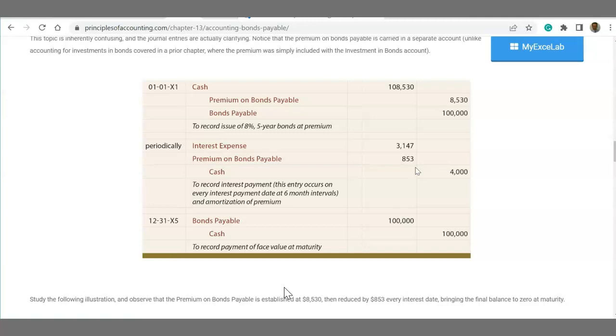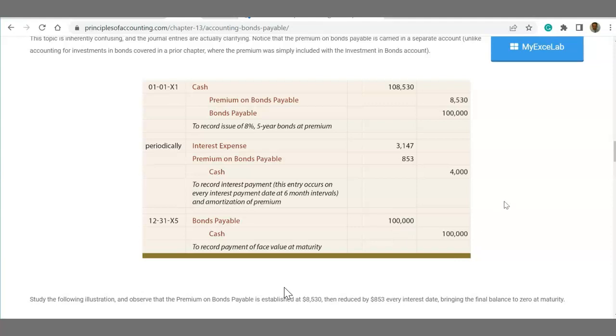At the end of the 5 years, all this premium has been amortized. It's now zero. The only thing left is just to close the bonds payable. So I pay cash and bonds payable will be closed. Okay.